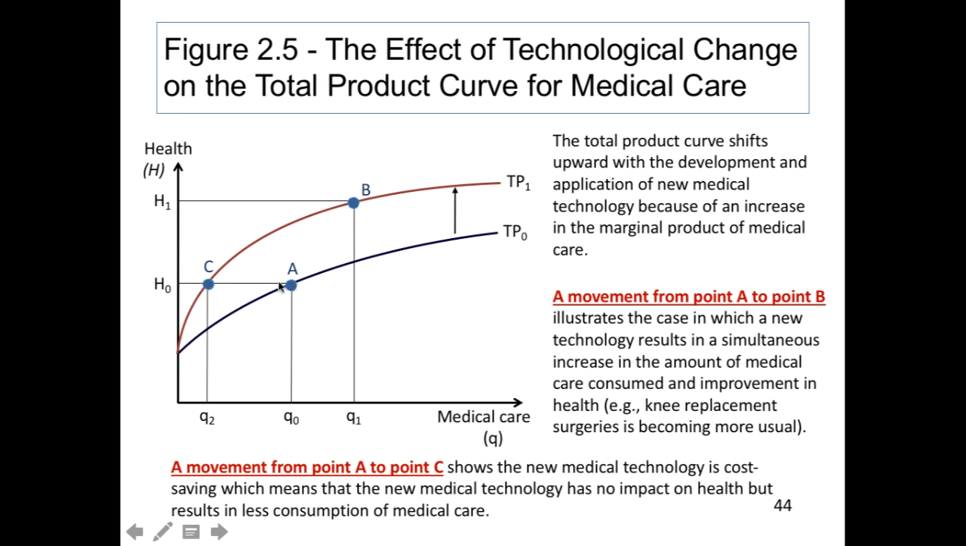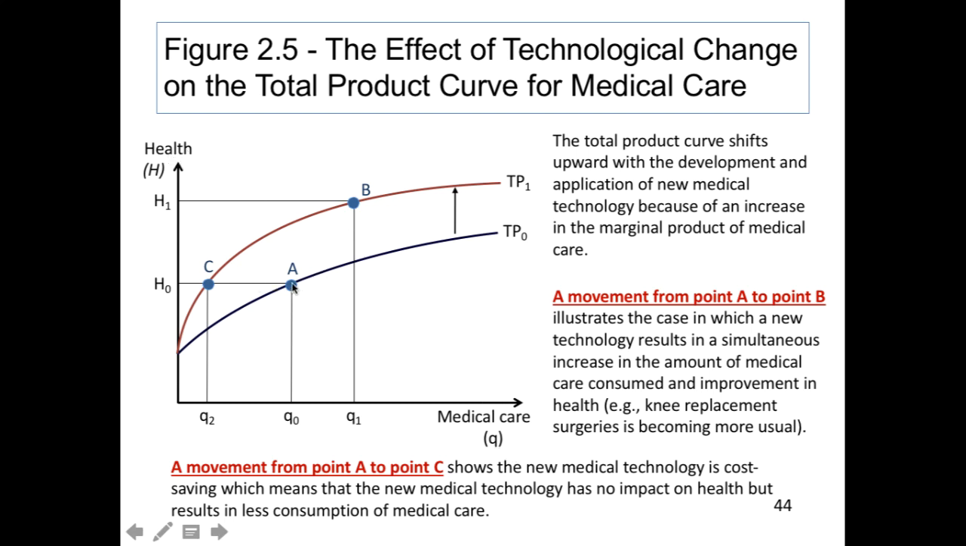This is the upward shift from the new technology. But if we use an older product, it means that we need more resources to get the same amount of care. And movement along the curve from C to B means the same technology, with everything else the same. The only thing you're changing here is the medical care to change your total health. So movement along the curve depends only on the change in medical care to change the health.